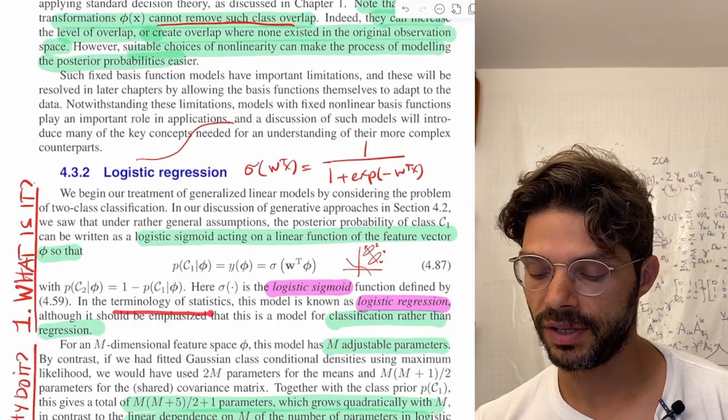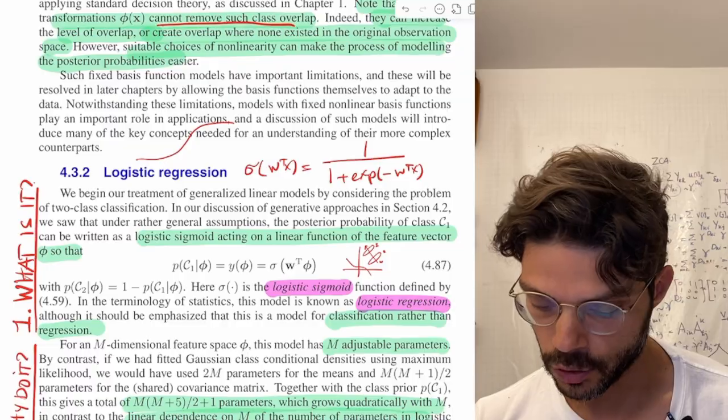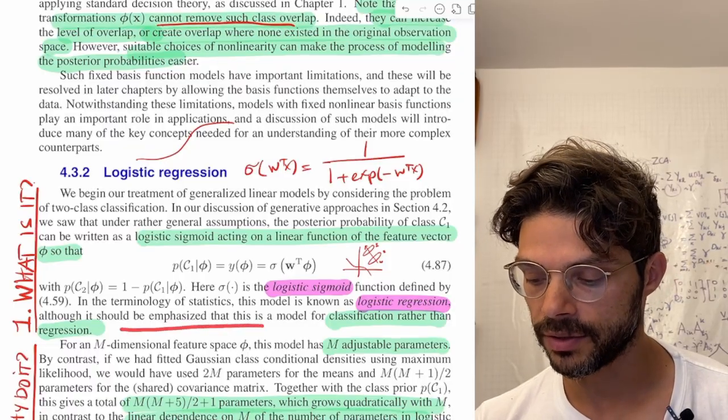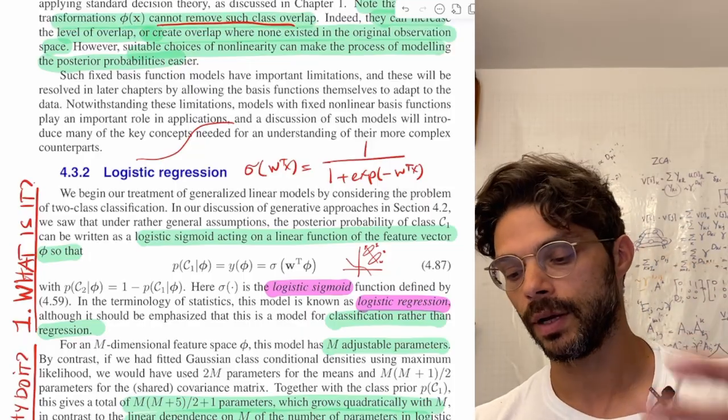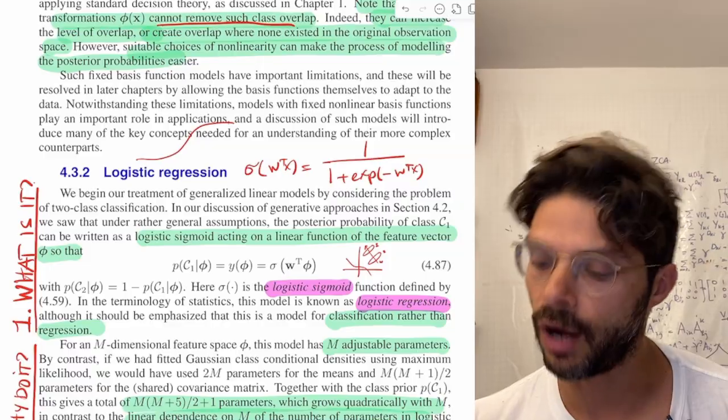And in the terminology of statistics, this model is known as logistic regression, although we should emphasize this model is a classification rather than regression. Okay, so previously, if you're coming in from the previous chapters, we saw that they just kind of came up.